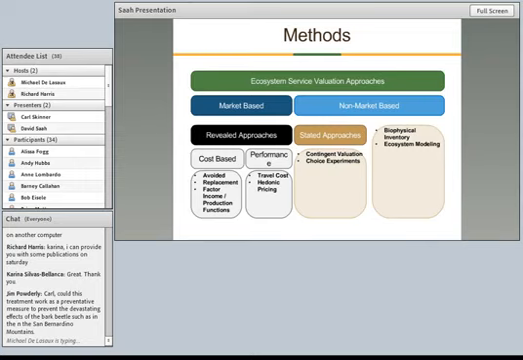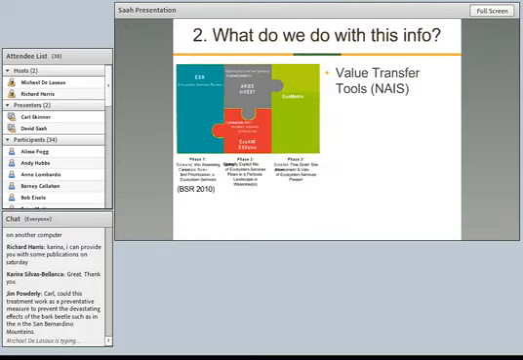And so then what you end up having is a whole suite of tools for valuing a variety of ecosystem services across the landscape that could all relate to each other. You have these revealed approaches, stuff like the avoided and replacement cost factors. You have these performance approaches, which are things like the travel cost and hedonic pricing. And then you have the non-market-based approaches, which are things like stated approaches, the contingent valuations, as well as a lot of the different values that we measure using traditional ecology.